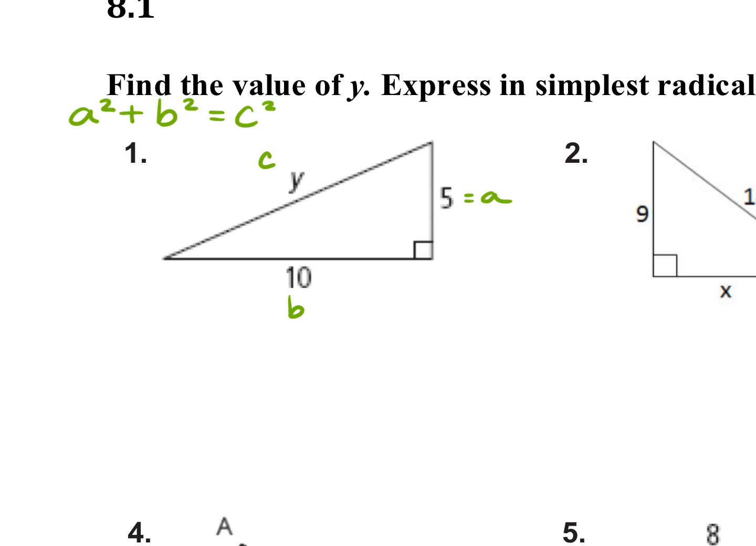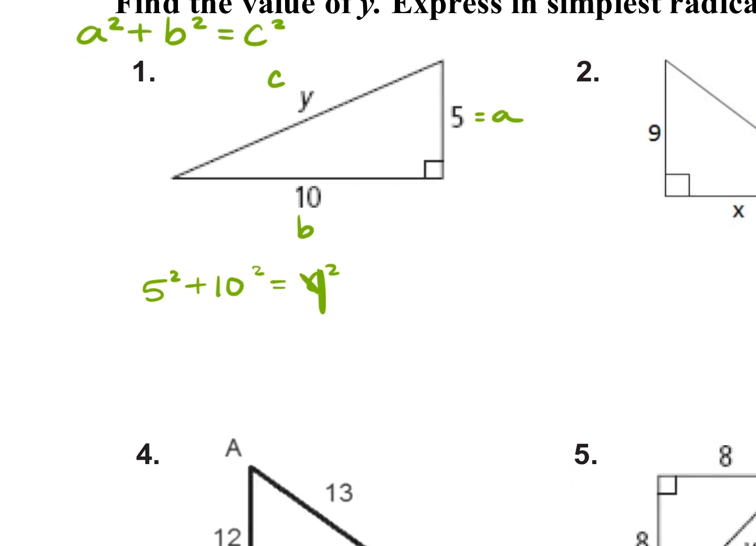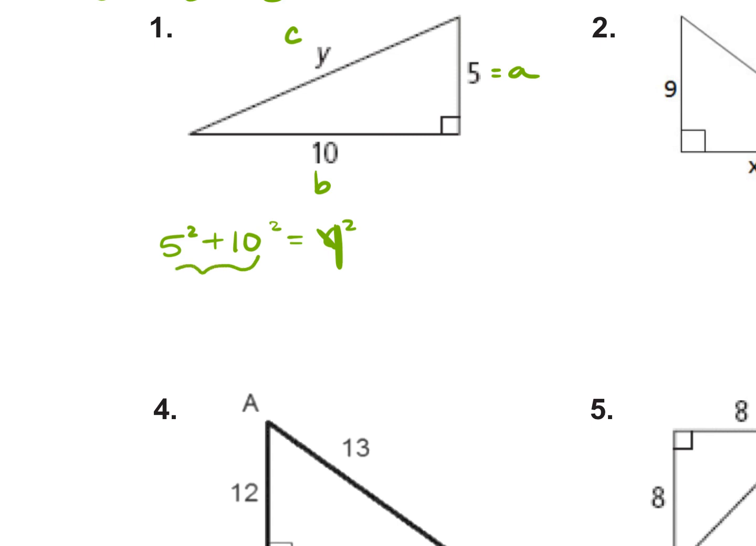Plug it into the theorem. 5 squared plus 10 squared equals C squared. Sorry, we should make that Y, since we're solving for Y. 25 plus 100 equals 125. You may plug that into your calculator, right? 5 squared plus 10 squared is 125, equals Y squared. What's your next step? Square root. You square root that.